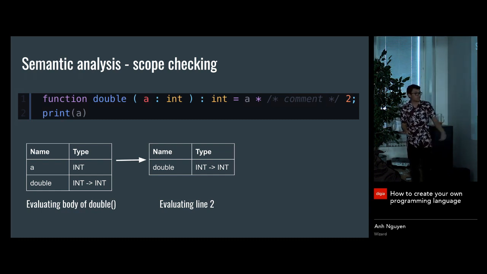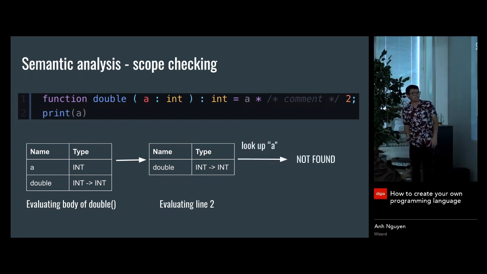So there's nothing in the table, and when we do the lookup for variable A on the second line, we don't find it at all. So we should throw an error.